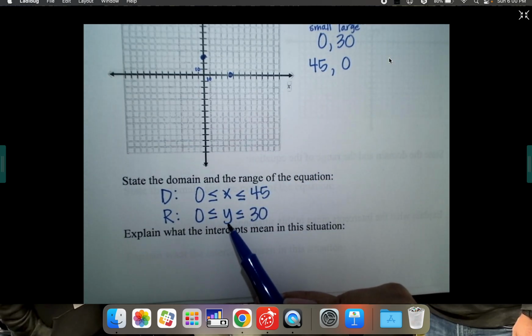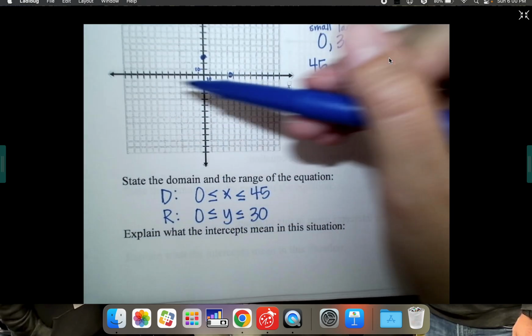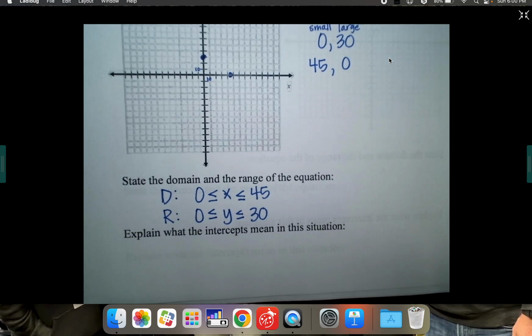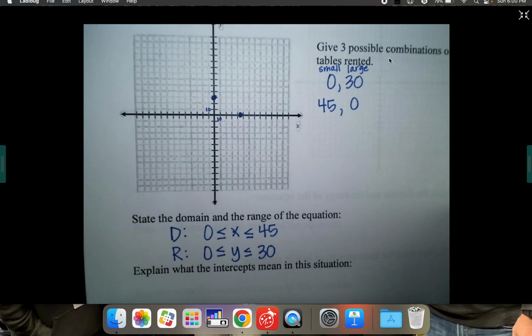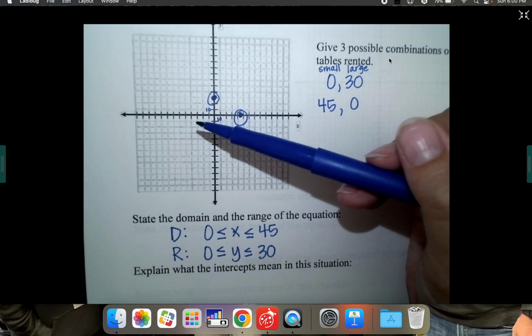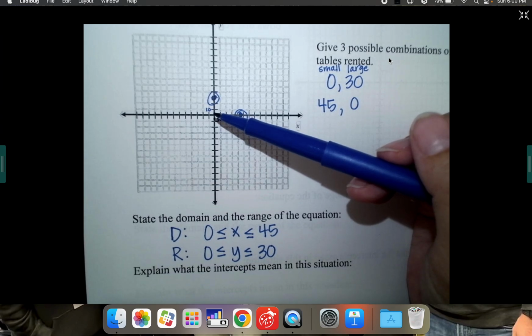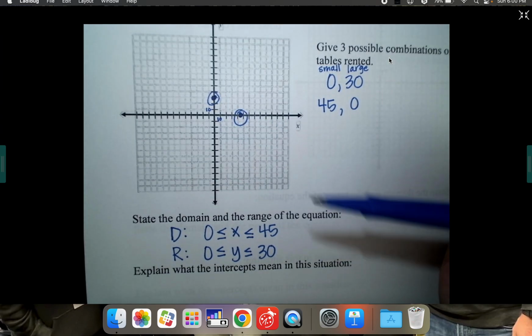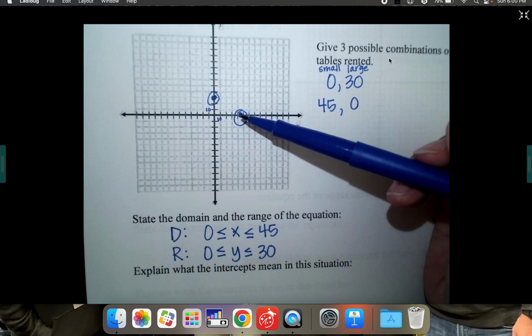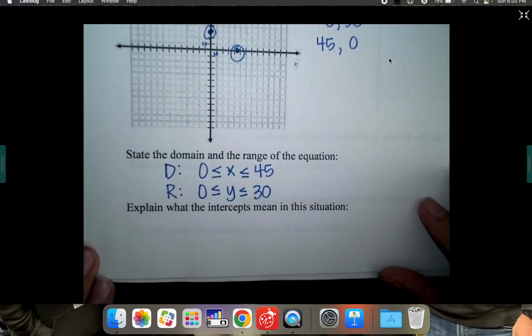So again, I use the y because the range is the y-axis and the domain is the x values, the x-axis. Okay, and what do the intercepts mean? Again, these were the two intercepts we came up with, and it means that when there are 0 small tables, you would need 30 large, and when there are 0 large tables, you would need 45 small.